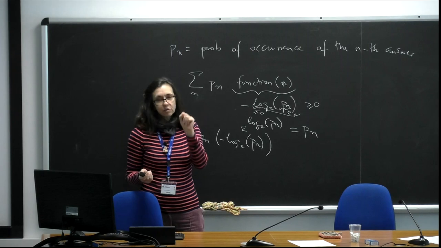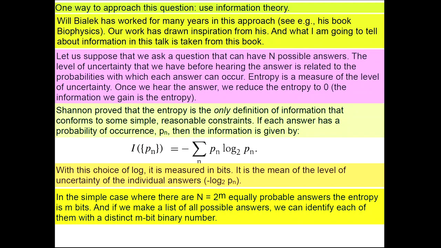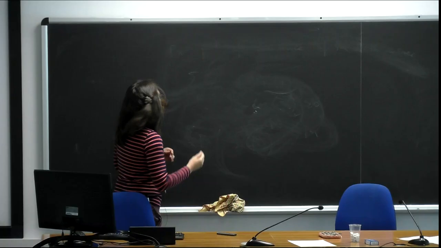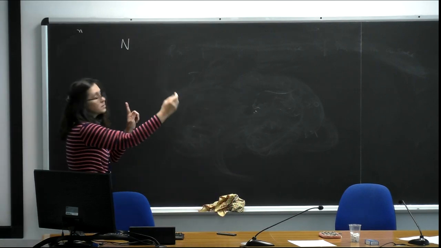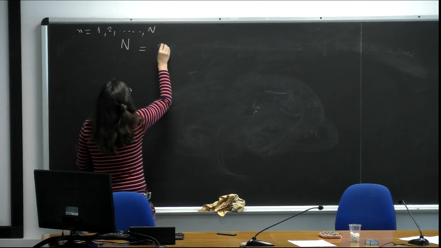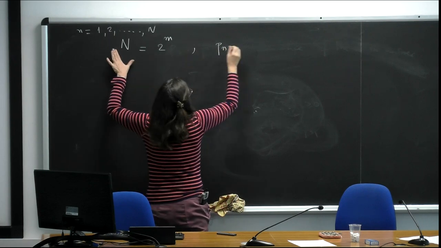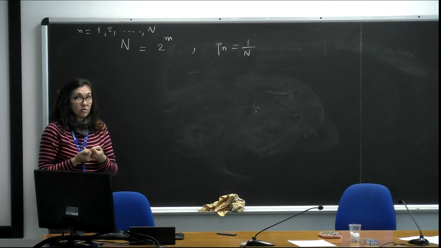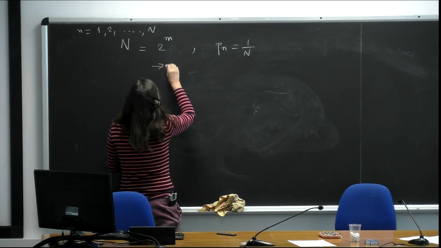Okay, so this is the idea of the information. And with this choice of log base 2, the information is measured in bits. And there is a case that is particularly simple to understand, please interrupt me if you need some clarification of anything. Suppose that the number, lowercase n, was counting the possible responses, and we had in total capital N responses. And if N is a power of 2, and all the answers are equally probable, that means that each of them has a probability of occurrence 1 over N, which is the total number of answers.